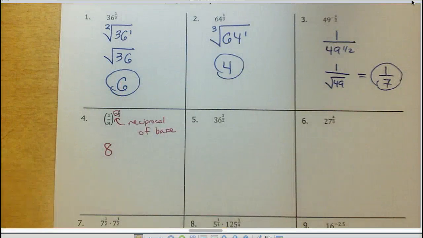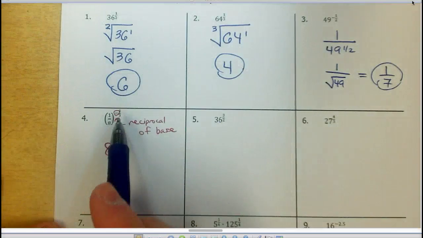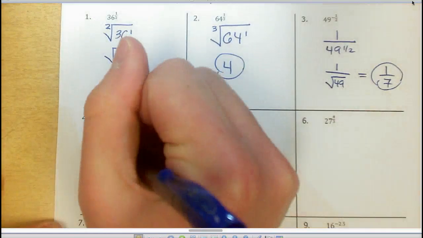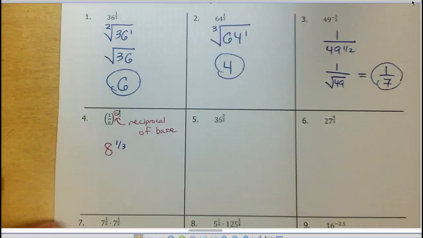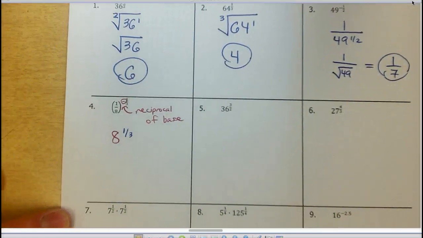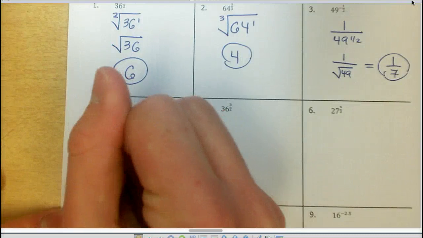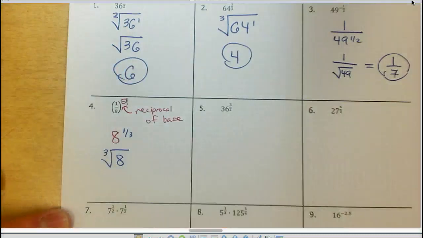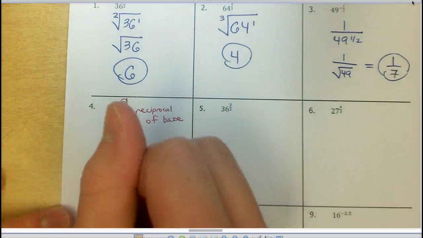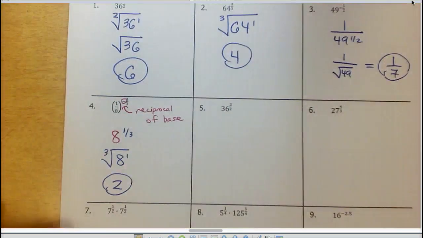So 1/8 to the negative 1/3 is the same thing as 8 to the positive 1/3. 8 to the positive 1/3 can be rewritten as the cubed root of 8 to the first, and the cubed root of 8 we know is just 2. So this simplifies down to positive 2.